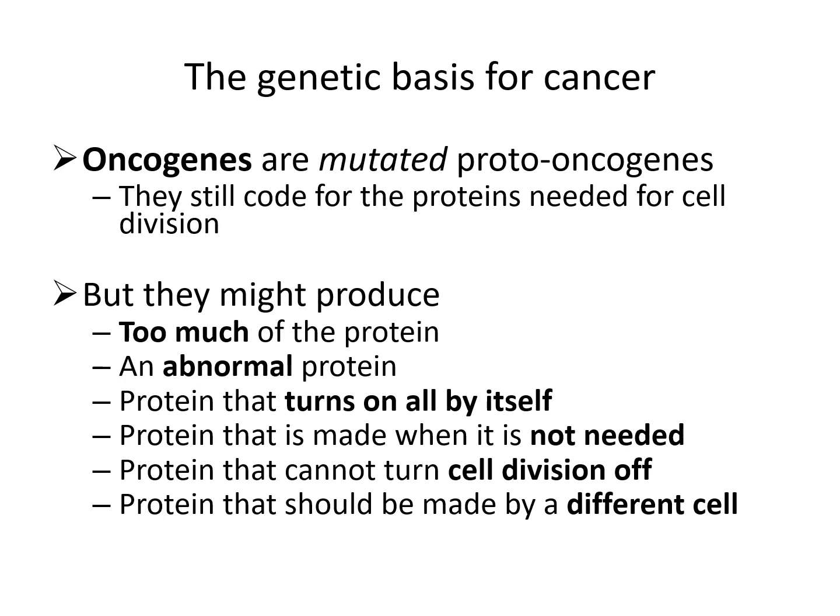The proteins that can't turn this off, so that now we have just constant repetition of cell division. And we also can make some proteins that should be made by a different cell, again signaling our cell to do something that it shouldn't be doing.